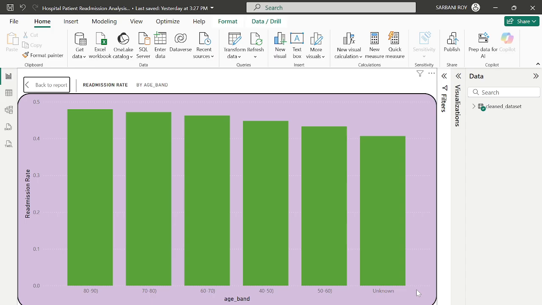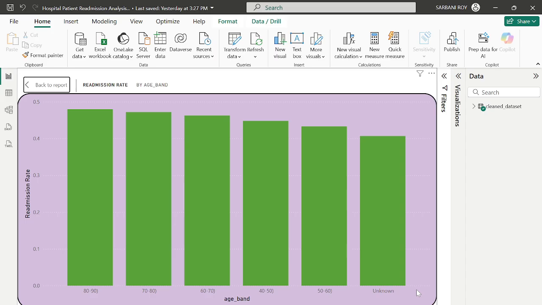Early elderly age group, that is 60 to 90, needs more follow up and supports such as post discharge calls, medication counseling, home nursing, telemedicine check ins. Hospital can use these insights to design the age specific care programs.